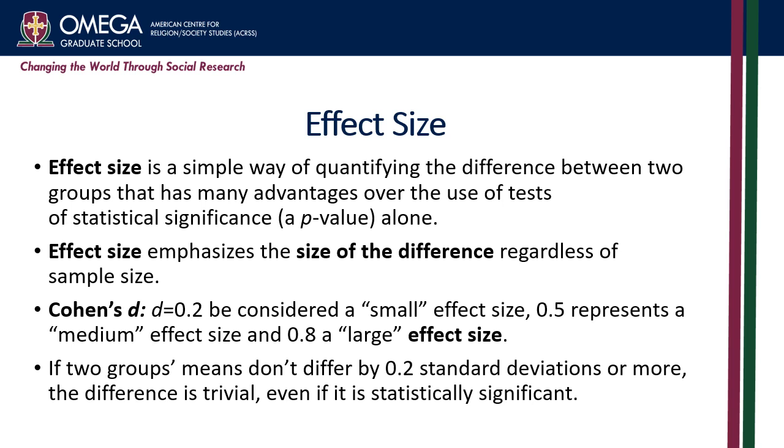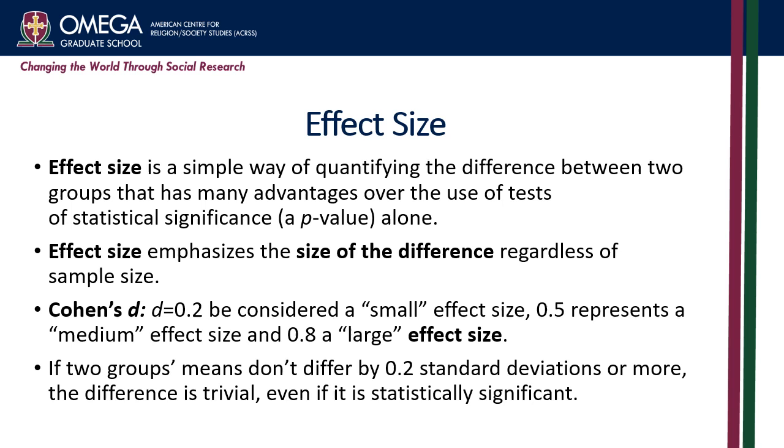And the statistician Cohen came up with a value called d to represent effect size. And Cohen said this, that a d of 0.2 is considered a small effect size, a d of 0.5 is a medium effect size, and a d of 0.8 is a large effect size. So what this means is that if two groups' means don't differ by 0.2 standard deviations or more, the difference is trivial, even if it is statistically significant.